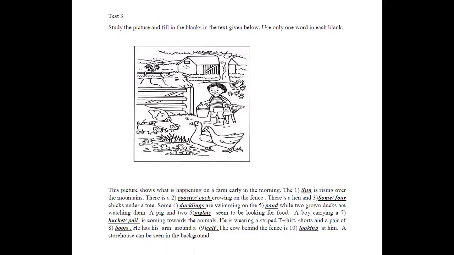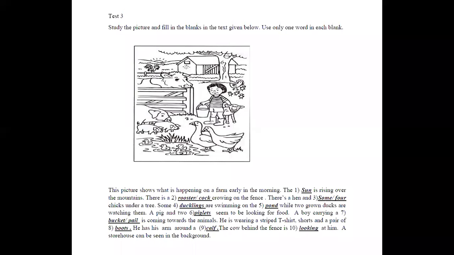So the other sentence: he has his arm around a blank. In one hand he is holding a bucket, and in the other hand his arm is around what? Yes, definitely a young cow, or you can say calf. The suitable word is calf. The younger version of a cow, we can call it a calf. Okay, around a calf.